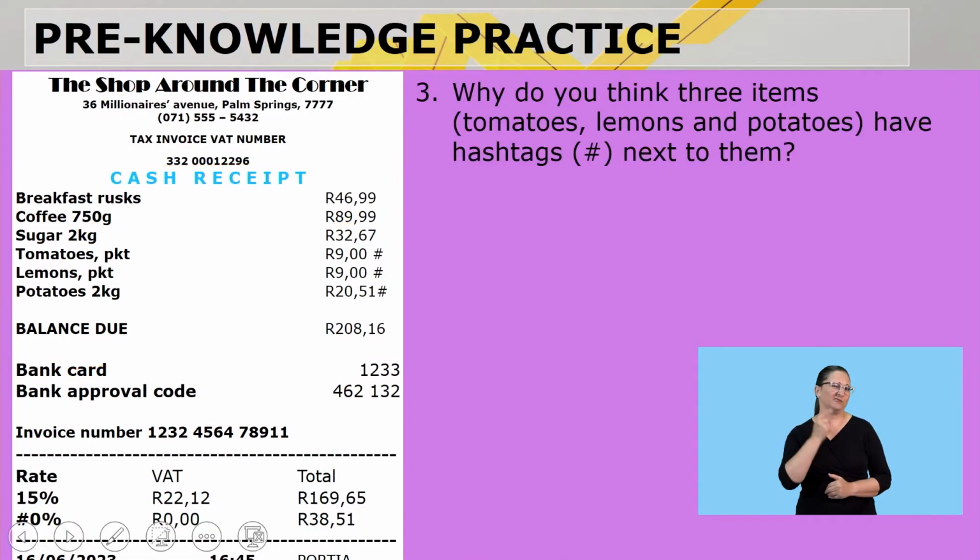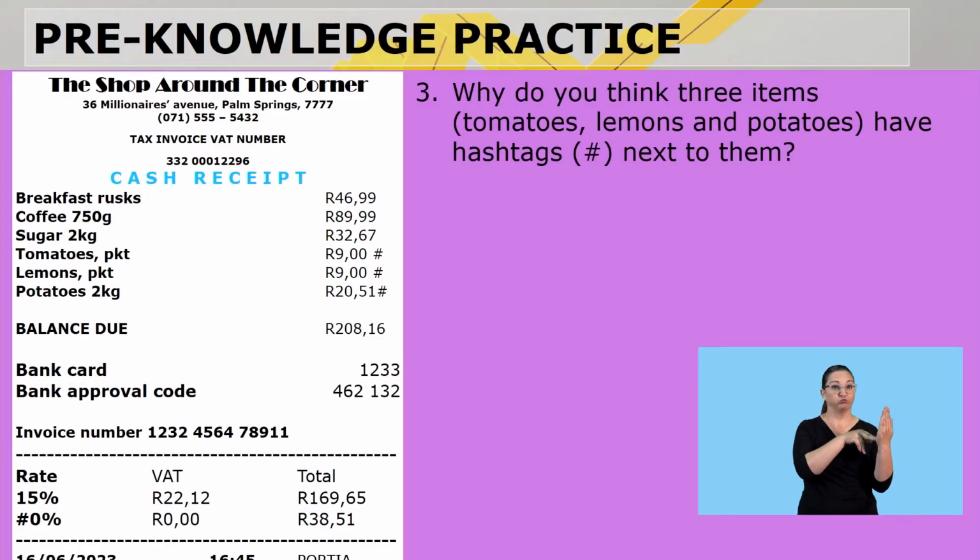Why do you think 3 items, tomatoes, lemons, and potatoes, have hashtags next to them? So now, remember guys, that there are 0 rated products, which are non-taxable, and it includes fresh vegetables and fruits, and also milk and brown bread. So let's look at the till slip.